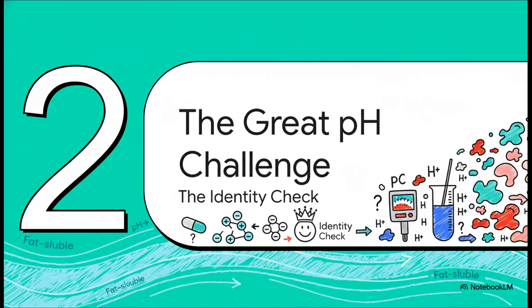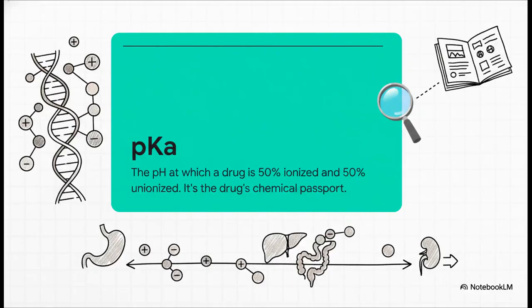But wait, it's not just about being fat-soluble. The drug also faces a kind of identity check based on the chemical environment it's in, and this is what we call the Great pH Challenge. To understand this, we need to know about something called pKa. Think of it as a drug's chemical personality. It's the exact pH where half the drug molecules have an electrical charge, we call that ionized, and the other half are neutral, or unionized. And trust me, that charge makes all the difference.